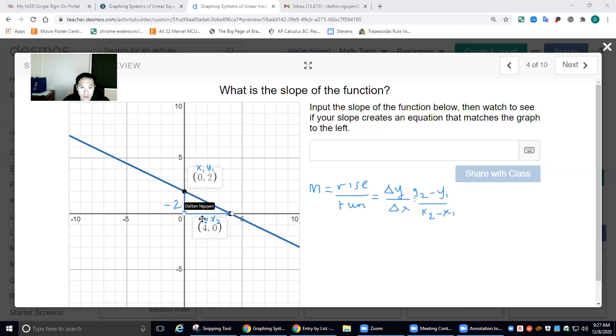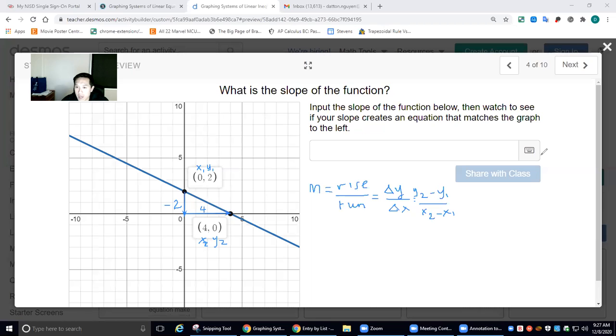Whoops. Not this guy. Hold on. Sorry. Getting a little messy here. X1, Y1. Oh, sorry, 2. So I have to move across 4.